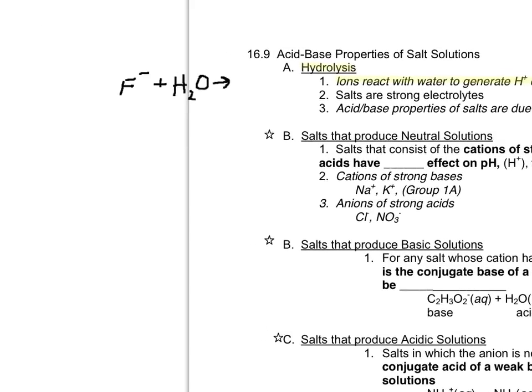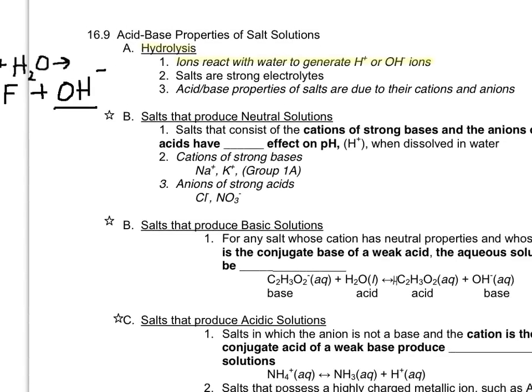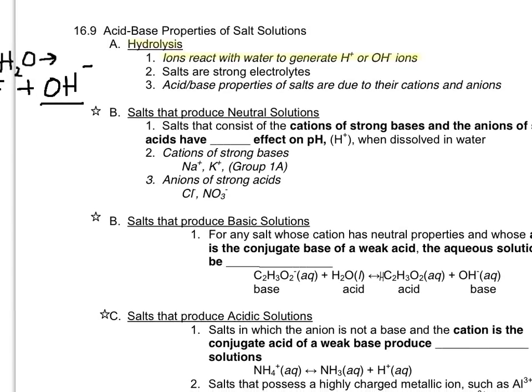For example, if we take a look at the fluoride ion, fluoride is the conjugate base of a weak acid, hydrogen fluoride, and since it's a conjugate base, that means it can accept protons. When it accepts protons, it forms hydroxide ions, and the formation of hydroxide ions is going to overall raise the pH of the solution. And so the existence of the fluoride ion will actually cause the solution to be basic.